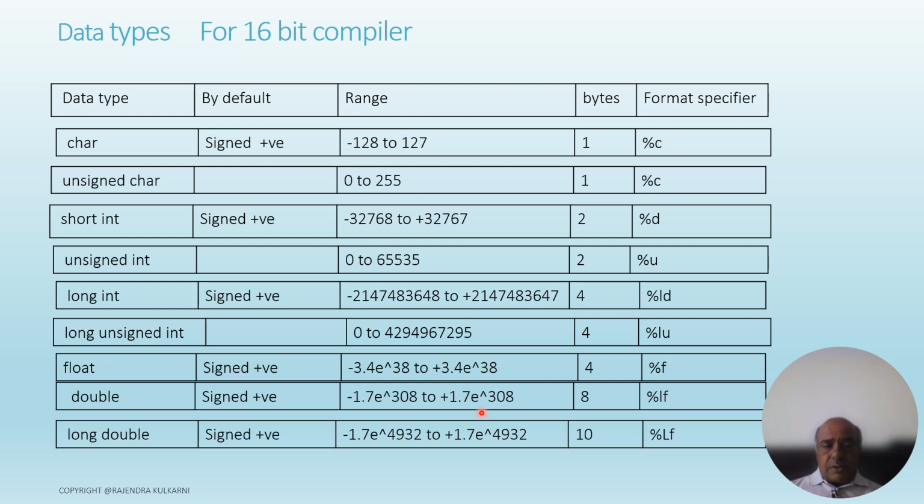Then there is another data type, which is long double. As we have long int, there is also long double. It gets 10 bytes in memory. The value is this much. It can hold such a huge value. Format specifier is %Lf, where L is uppercase.